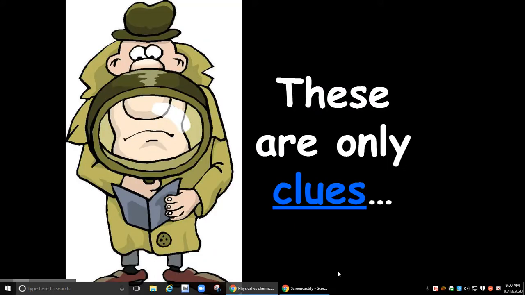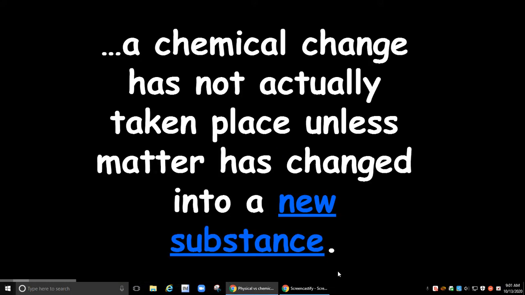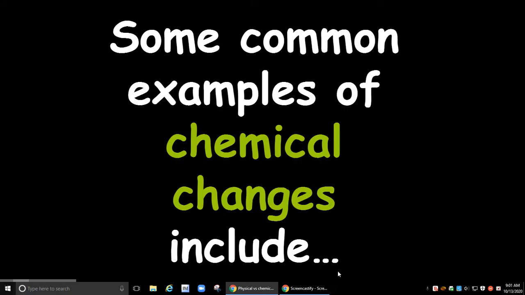Again, these are only clues, and just like a police detective, you have to piece the clues together ultimately to decide whether or not a chemical change occurred. But the biggest thing that you have to understand is that a chemical change always occurs if you have a brand new substance. If what you started with is different than what you ended with, then a chemical change did occur. So that's the biggest piece of evidence right there, that a new substance is formed.